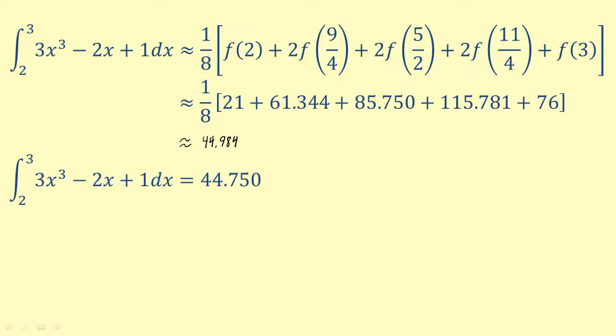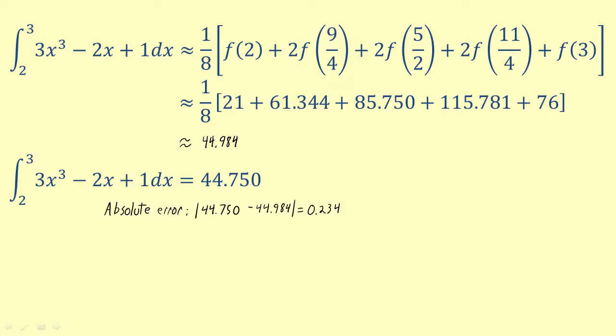44.750. We can see already that these are pretty close, but let's calculate the absolute and relative errors to see just how close they are. To calculate the absolute error, we want to take the absolute value of the difference between the exact answer and the approximate answer. So we have the absolute error is the absolute value of 44.750 minus 44.984, which equals 0.234.